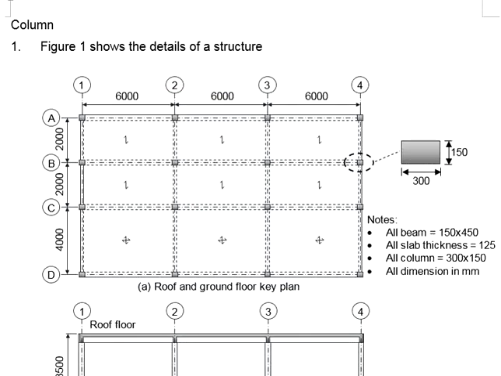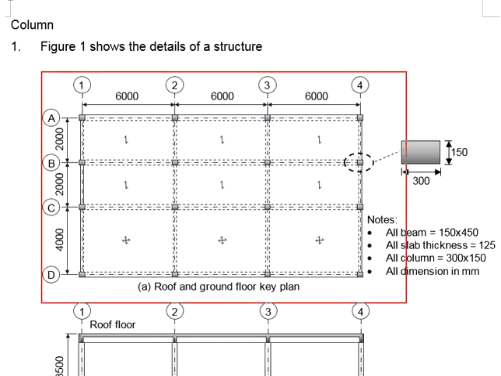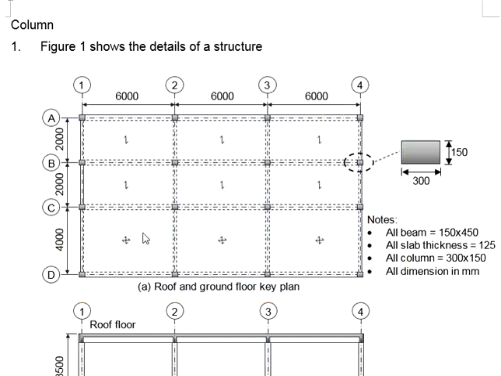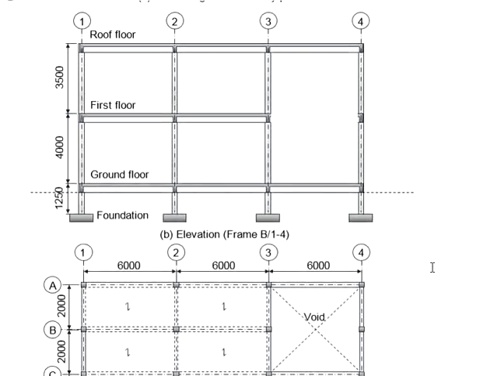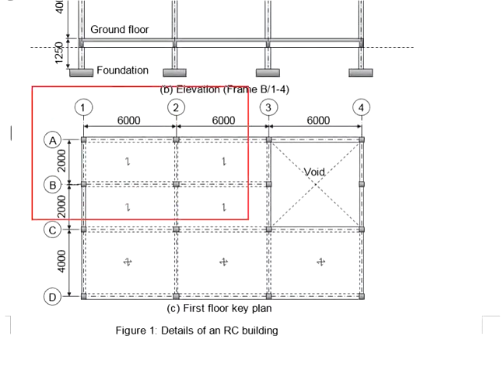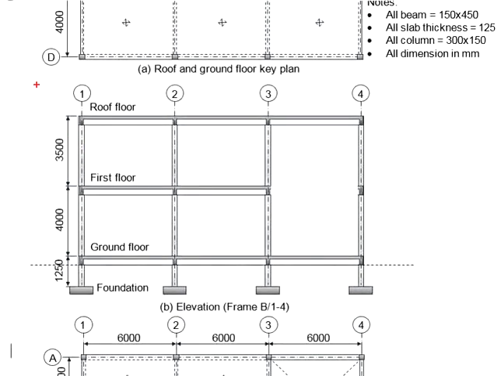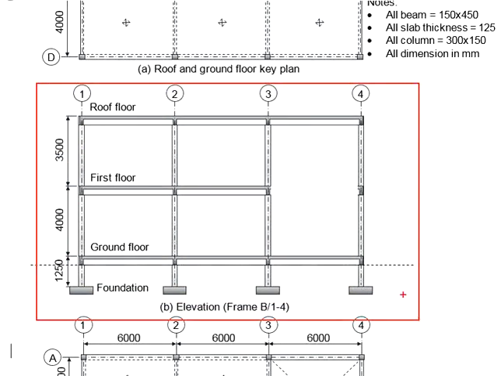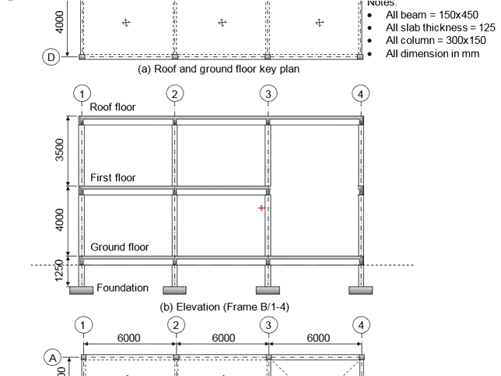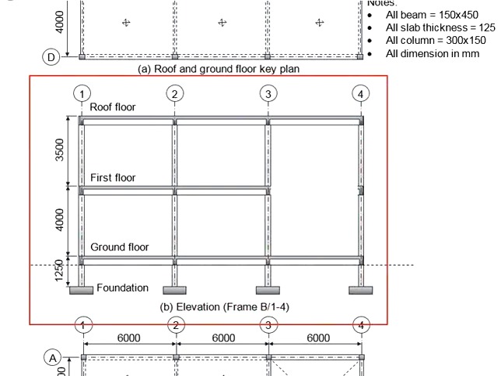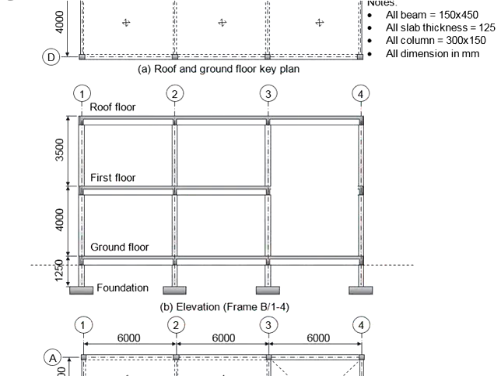Referring to the key plan, this is the key plan for the ground floor and the roof floor, whereas this is the key plan for the first floor. The elevations of frame B1 to 4 is given here. Assuming that you need to design this column or any column within the frame here, in order to get the critical load arrangement, you're going to play around with the maximum and the minimum loads.